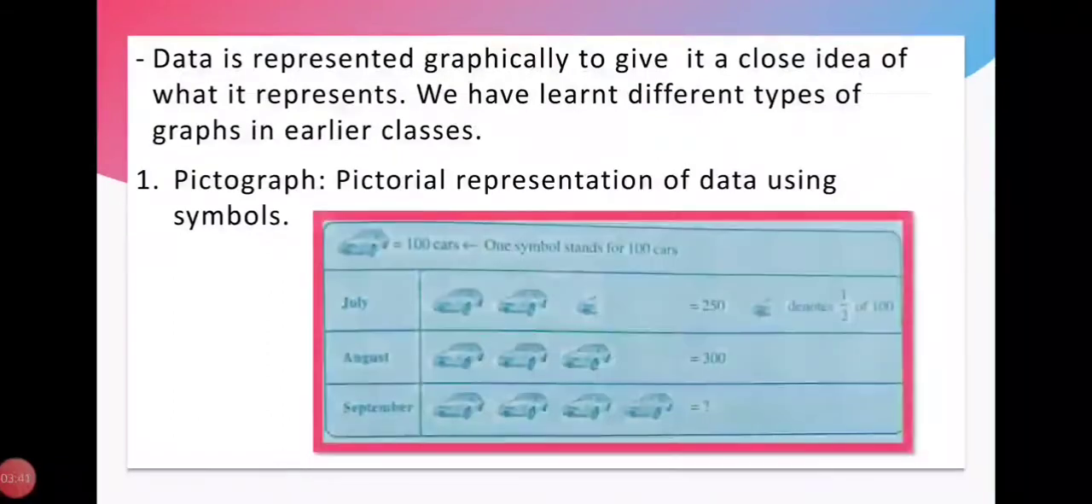For example, you can see here a pictograph is shown where it shows how many cars were sold in July, in August, in September, and one car symbol stands for 100 cars. So in the month of July there are 2 and a half cars, means 250 cars are sold. In August 3 cars are shown, means 300 cars are sold. And in September 4 cars are shown, means 4 into 100, that is 400 cars are sold.